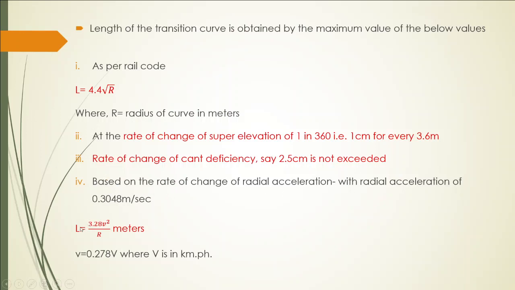And the third equation used is L is equal to 3.28 V square by R. These three conditions: L is equal to 4.4 root R, the rate of change of superelevation of 1 in 360, and this equation. These three points are used to calculate the transition curve, and from these three, whichever value is greater is considered as the length of the transition curve.